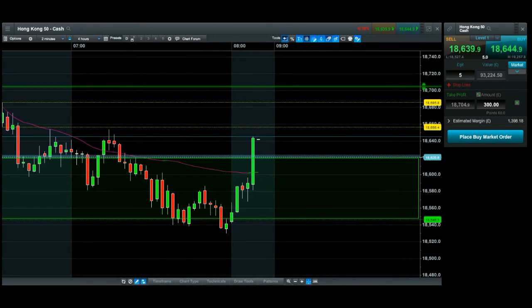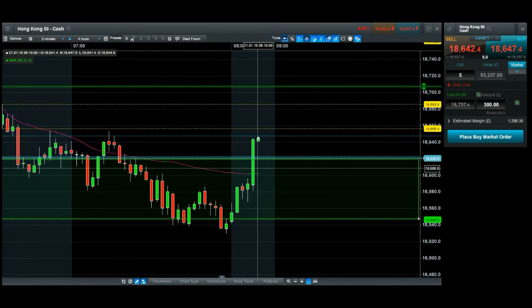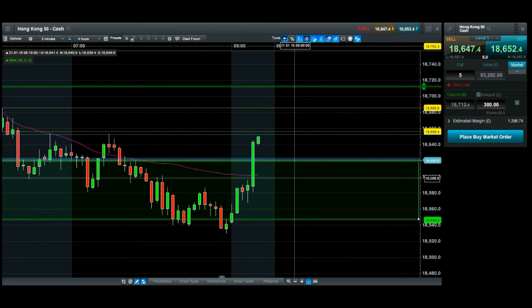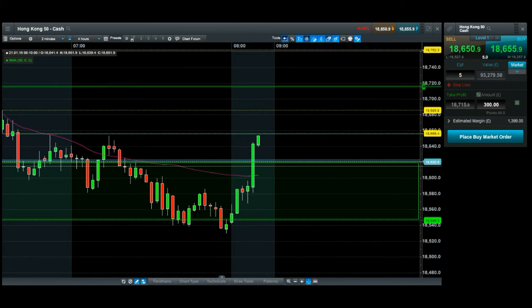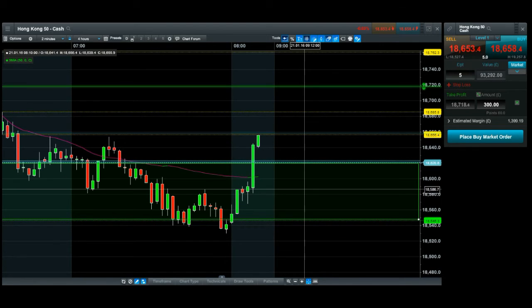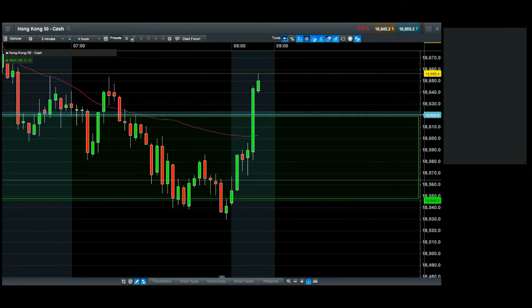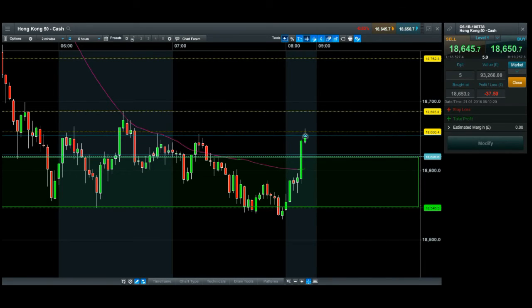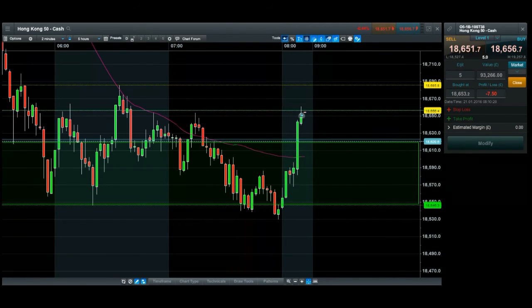So will it return back down? No, it's not going to come back down. The power of going up is stronger. So I'm going to enter into a long trade now. That's looking nice.